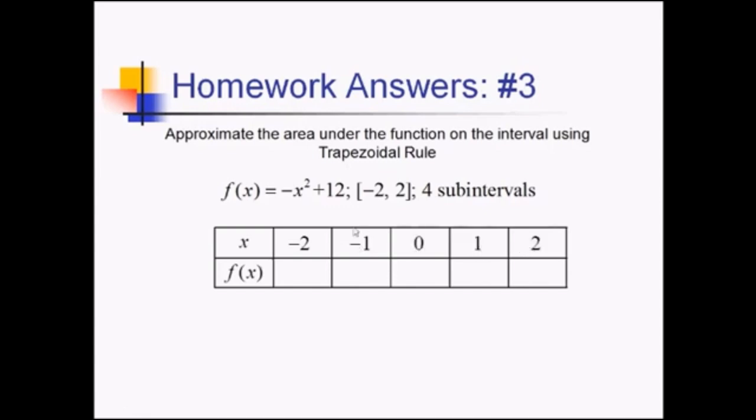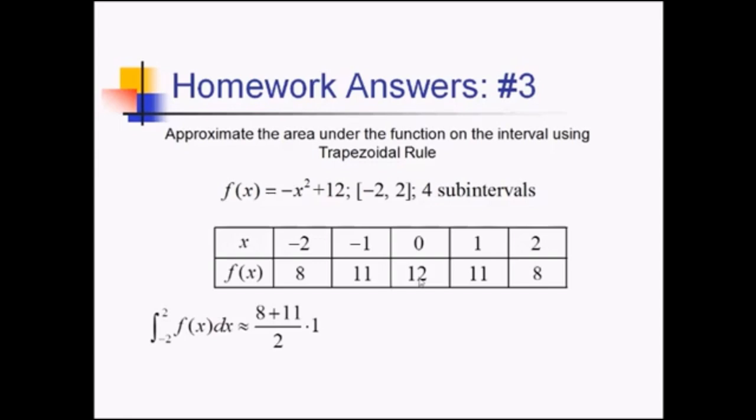And now for the y values, this is going to be negative 4 plus 12 is 8. This is negative 1 plus 12 is 11. This is just going to be 12. Now we've got, again, negative 1 plus 12, so 11, and then 8 for this output. So we're going to have bases of 1 for all these trapezoids. We've got 8 plus 11 over 2 times the base of 1. That's our first trapezoidal area.